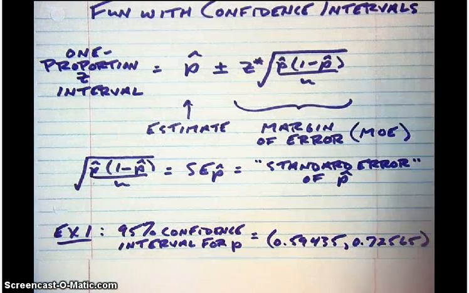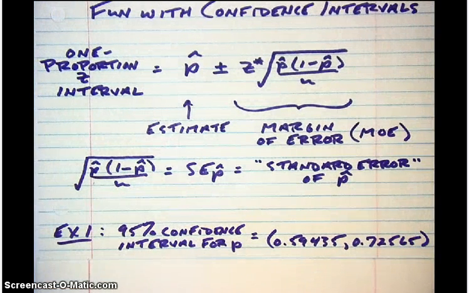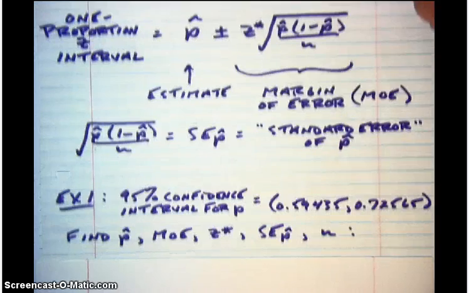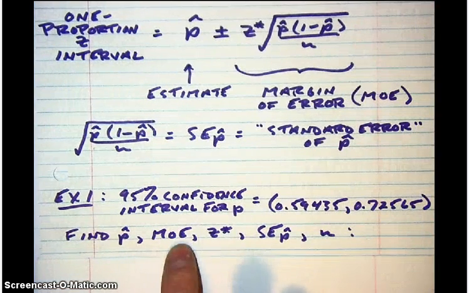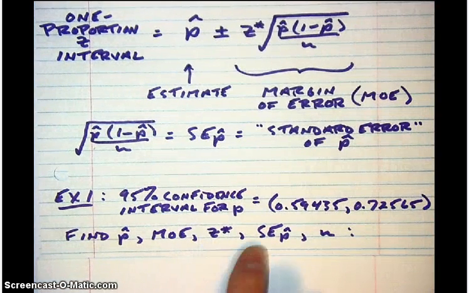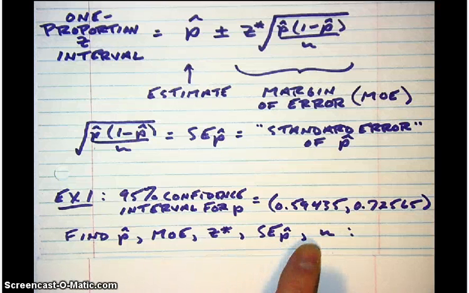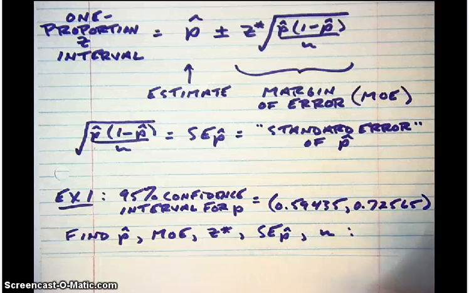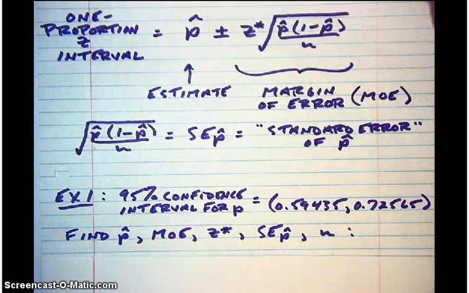Suppose you have a 95% confidence interval for P, your population proportion, and it has these boundaries, the left bound and the right bound. If you want to find p hat, the margin of error, z star, the standard error of p hat, and n, you can do all that with just these limited pieces of information. So here's how you do it.